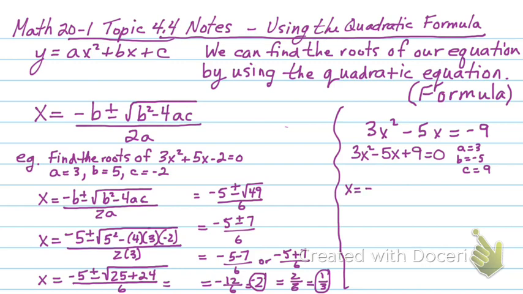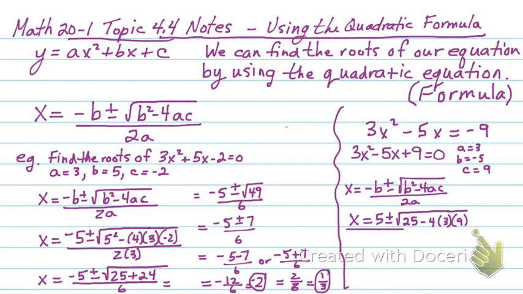So now when we write it, we have to be careful, because when we write our formula, negative b plus or minus the square root of b squared minus 4ac, divided by 2a, the negative of negative 5 is going to become positive 5, plus or minus the square root of negative 5 squared, which is 25, minus 4 times a, which is 3, times c, which is 9.